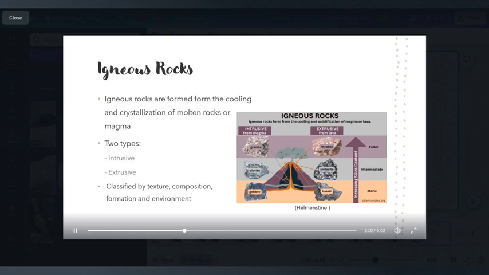Both intrusive and extrusive rocks have different igneous rocks that can be classified by their texture, compositions, formations, and environments.